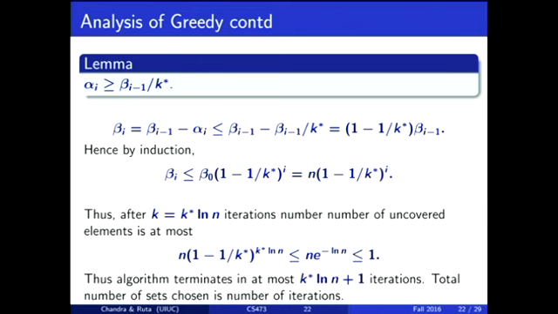So what happens if I choose I equal to k star? In this equation, if I choose I equal to k star, what happens? That means I'm asking, after we picked k star sets, how much do we have left over? What is 1 minus 1 over k star raised to the k star?